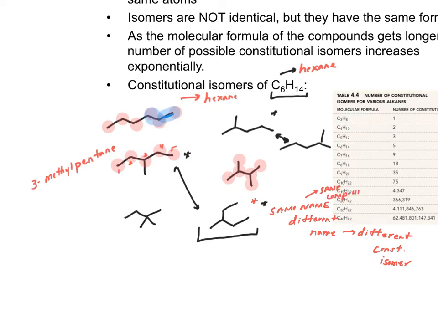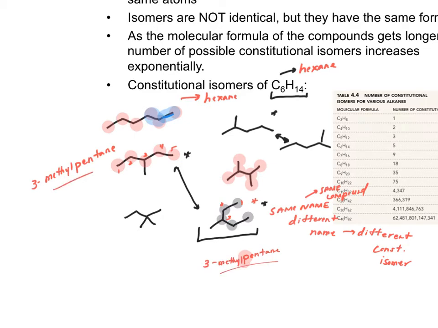And so if we had gone through and named this other guy, again, we're looking for the longest carbon chain for our parent. Here, the longest carbon chain would be 1, 2, 3, 4, 5. So again, this is a pentane. If we numbered it, we'd get 1, 2, 3. We have a methyl group again, branching off of that 3rd carbon, so this would be 3-methylpentane.